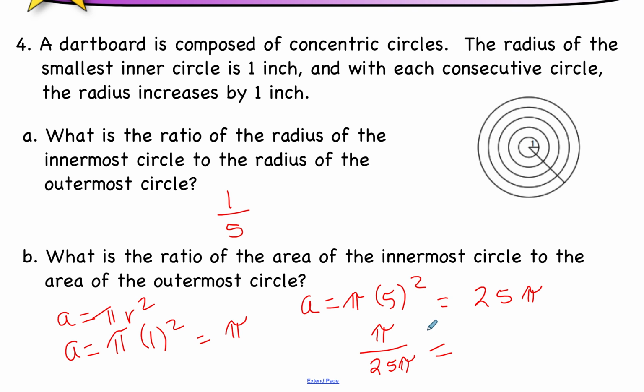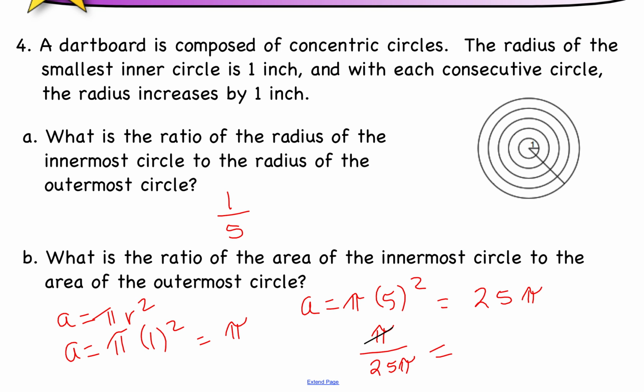And the pi's are going to cancel, right? So when we cancel the pi's, they're gone. What's in the numerator now? We canceled pi, but there's still a 1 there for a place marker, so the ratio is 1 to 25.